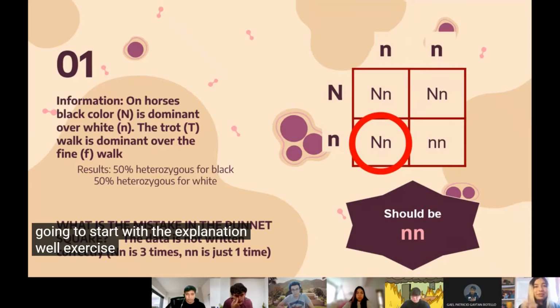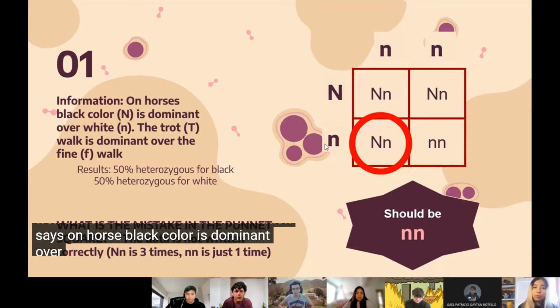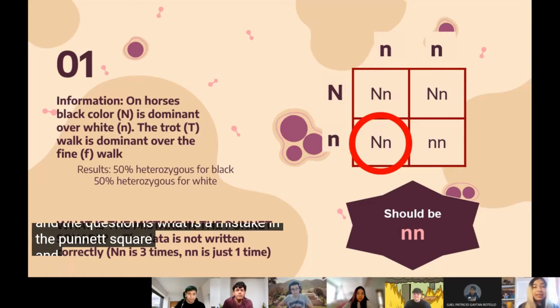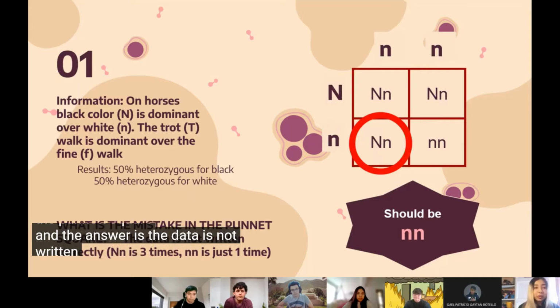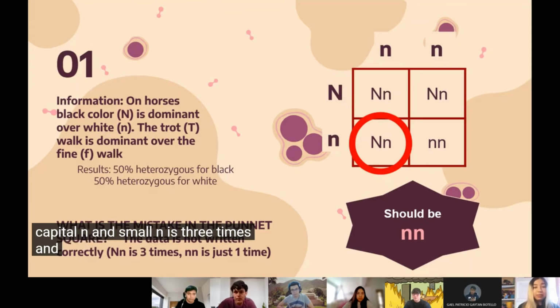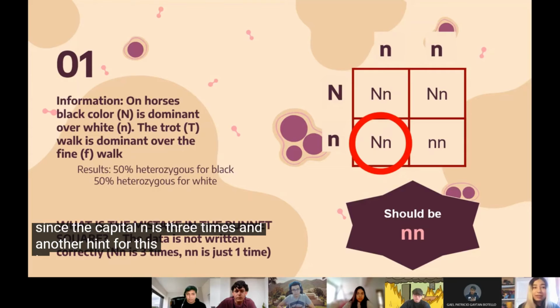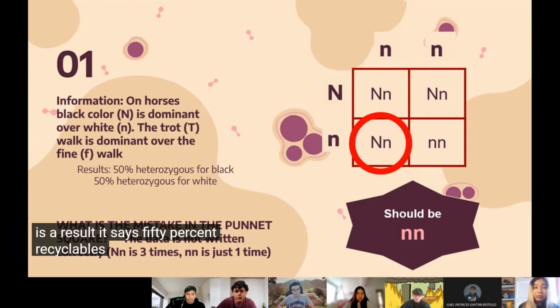Exercise number 1. The information says that in horses, black color is dominant over white, and the trot walk is dominant over the fine walk. The question is, what is the mistake in the Punnett square? The answer is, the data is not written correctly. Capital N appears 3 times and small n is just 1 time. Here in the Punnett square, the data is not arranged correctly, since the capital N is 3 times. Another hint for this is the result. It says 50% heterozygous for black and 50% heterozygous for white.